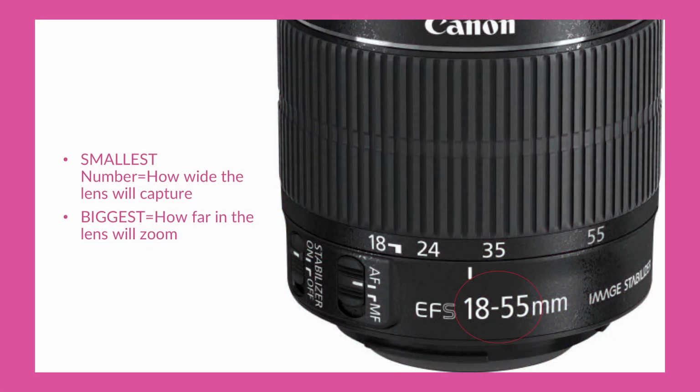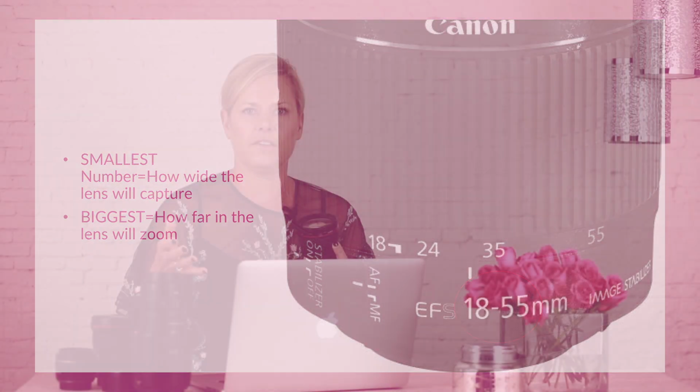Now we've got numbers, and it's going to vary on what lens you have. So let's take a look at the different lenses that I have here. Most of the lenses that come with your camera, they're the 18 to 55. This particular lens is a 24 to 105. This lens is a 16 to 35. This lens only has one number, and we'll talk about that in a minute. And then this bad boy here is a 70 to 200.